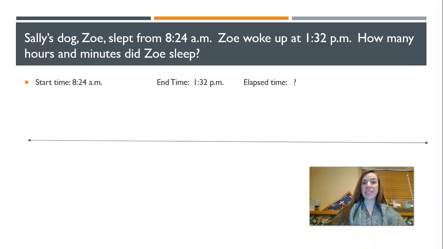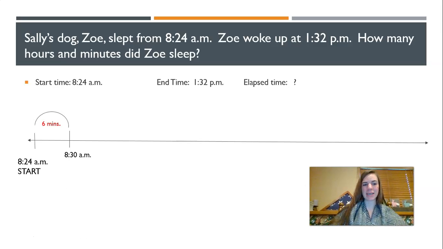All right, so we're going to do the same problem, but we're going to use different hops. That will show us then that we will get the same elapsed time no matter how we do our bunny hops. So we're going to start again at 8:24 a.m. I'm going to put that on there. I'm still going to get to my next friendly half hour, so I only need 6 minutes. I'm still going to get to my next friendly hour in this one, so I'm going to need those 30 minutes again.